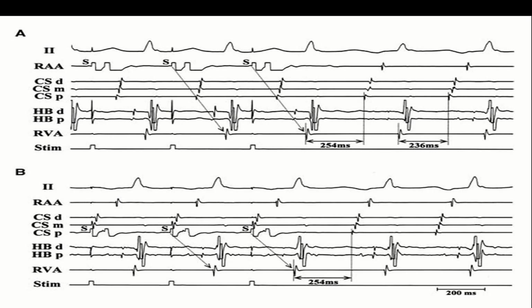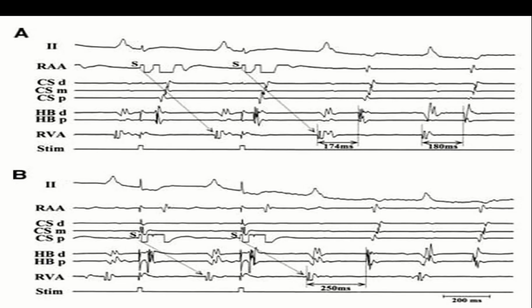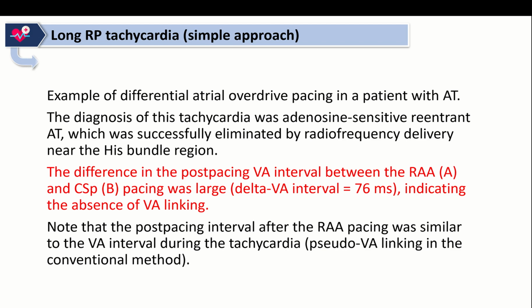There is VA linking, fixed VA interval. But it's a different scenario in atrial tachycardia when I pace firstly from high right atrium, then from CS. Assess the VA interval after stopping. In the first panel 174, second panel it's 250. There is no VA linking and the VA interval changes more than 14 milliseconds with differential atrial pacing.